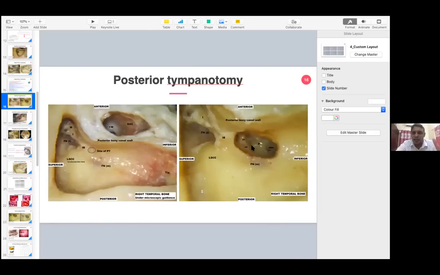You depend upon the anatomy and your surgical skills or expertise to go ahead and do a posterior tympanotomy. It is not always the sentinel cell which will lead you. Okay, it's always the anatomy.